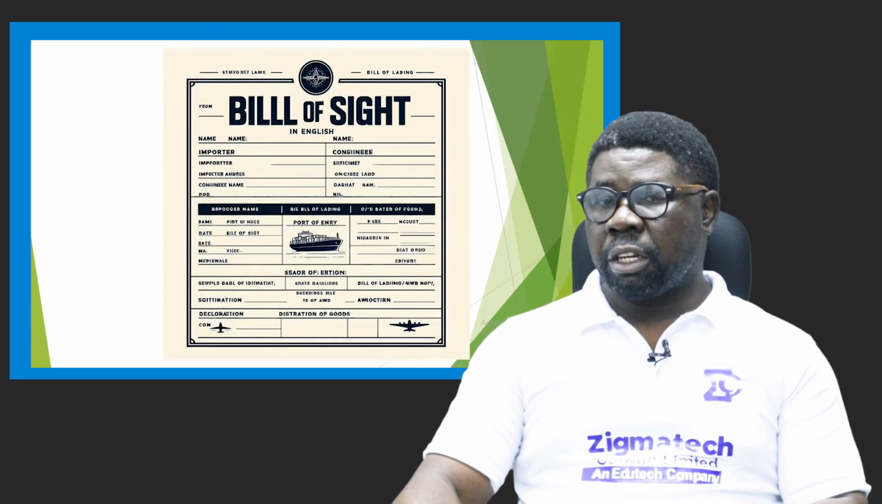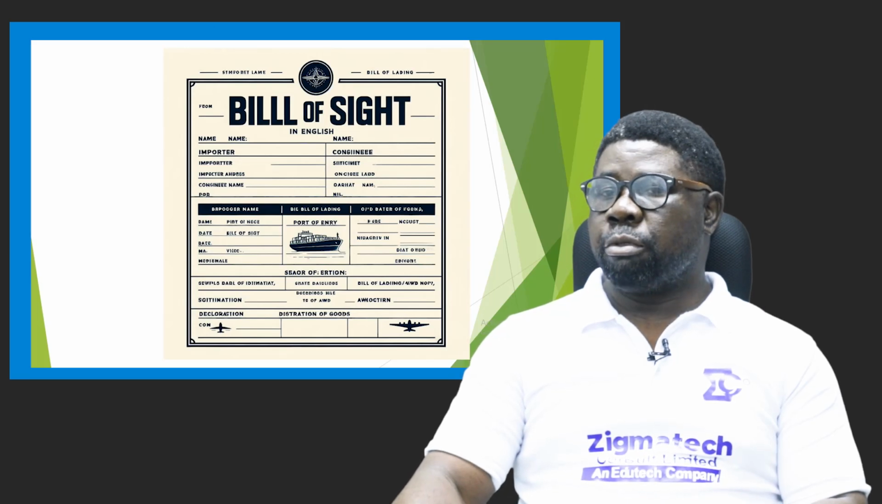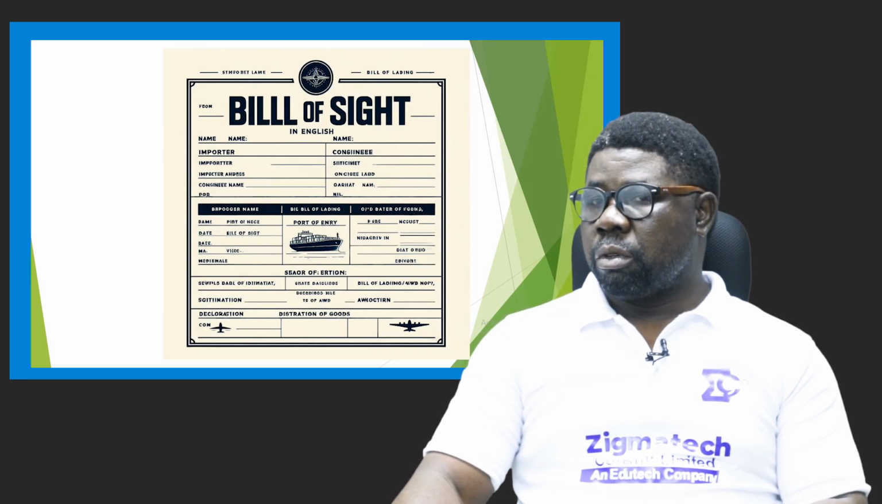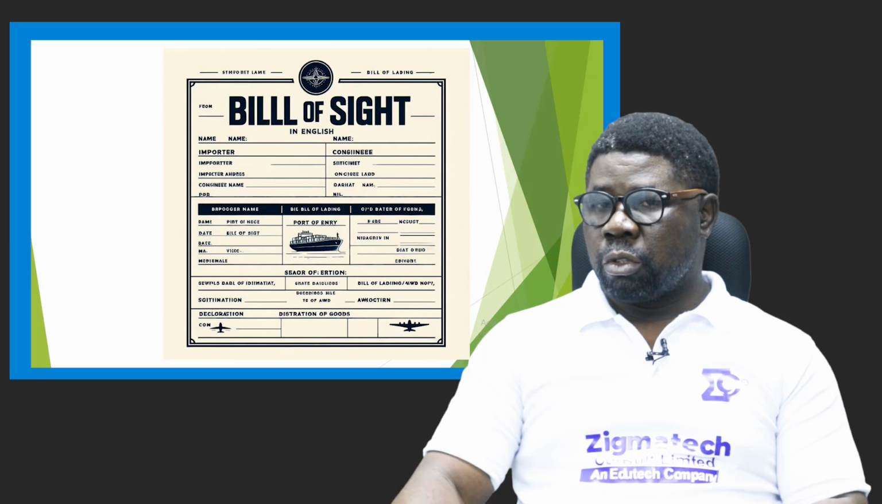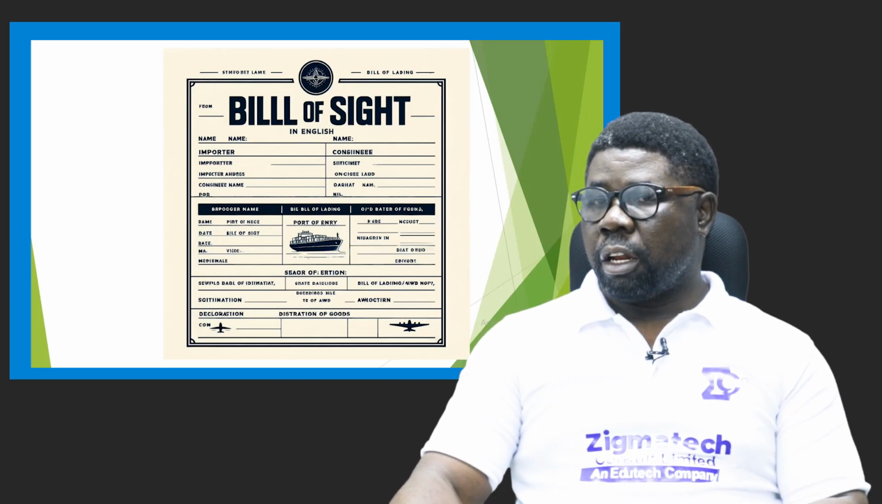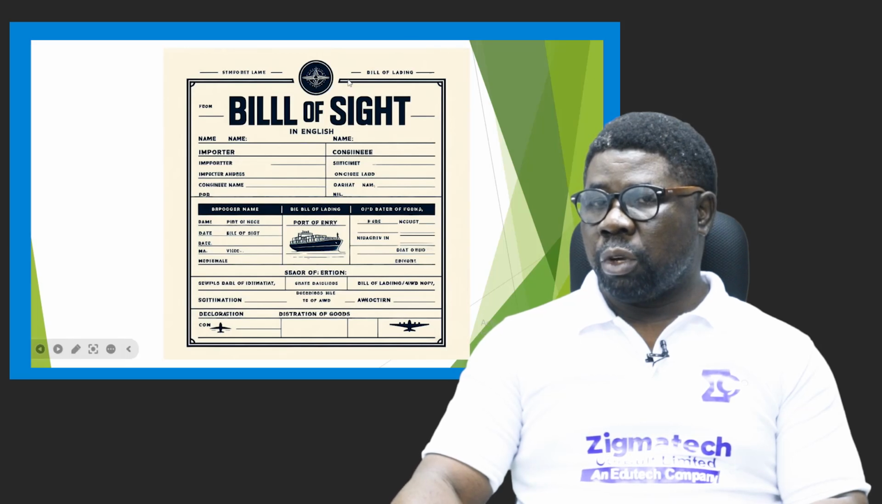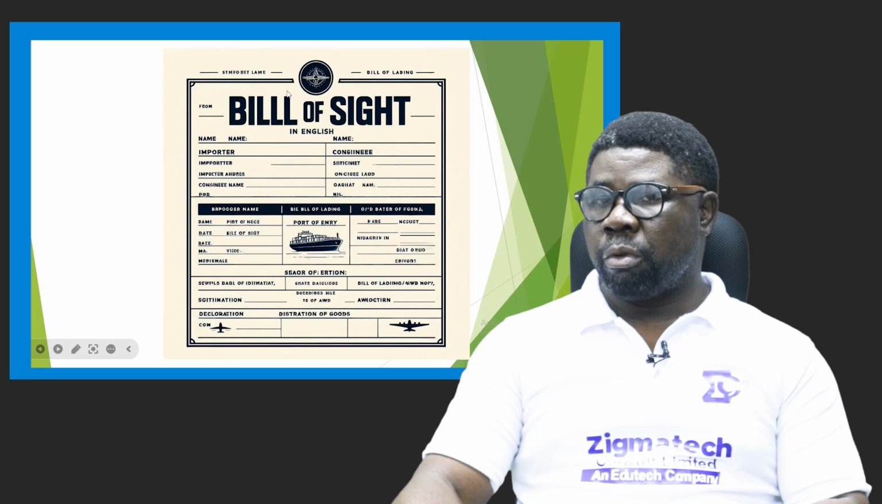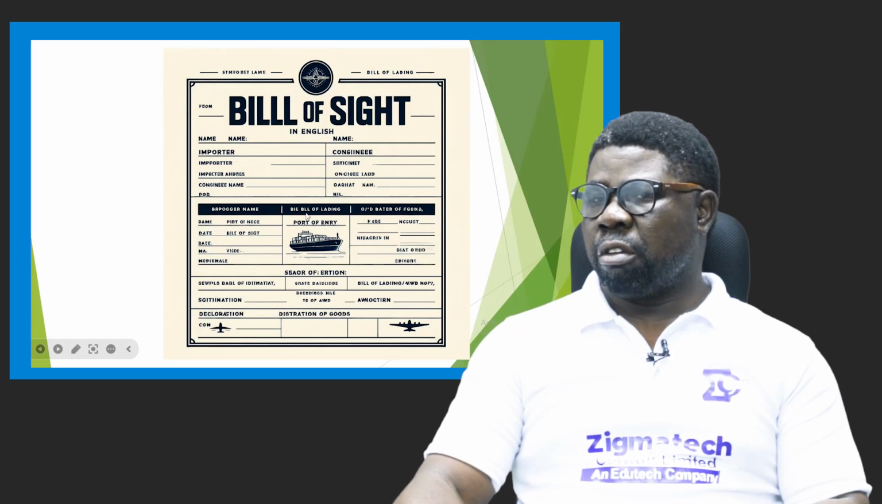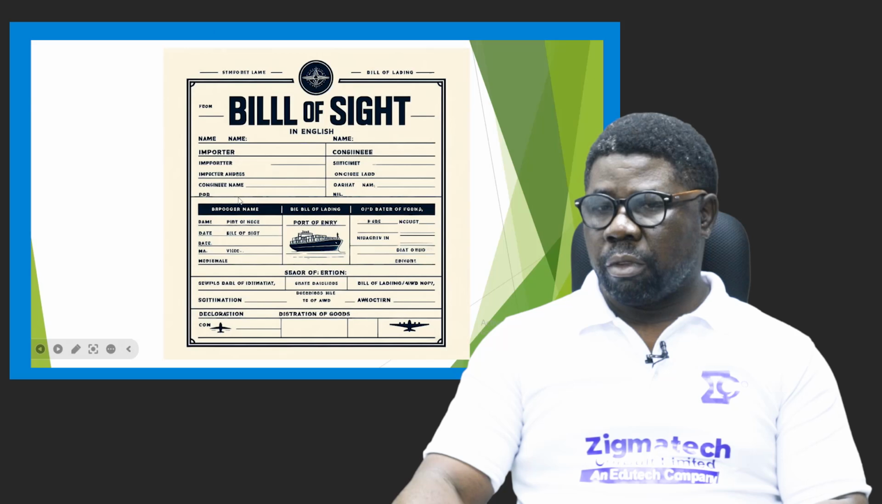This is a bill of sight document, all right, that helps to facilitate trade. You can see up here, it has something as bill of lading, all right? So it can stand in the place of the bill of lading. Where the bill of lading is not available, it can stand in the place of what? Bill of lading. Thank you.